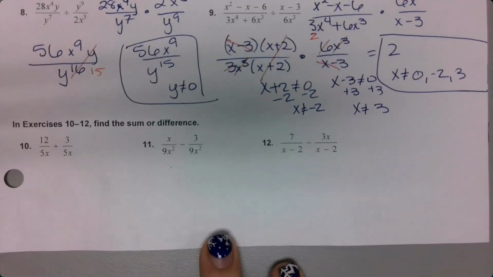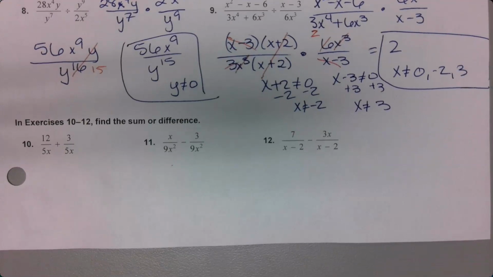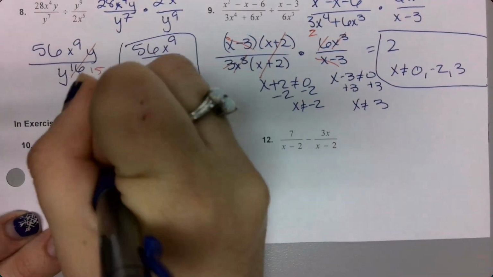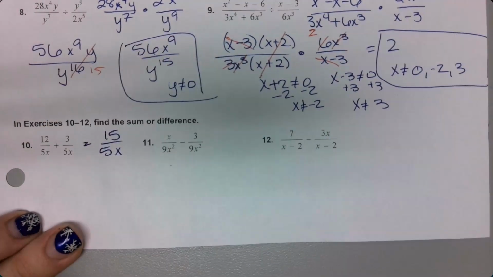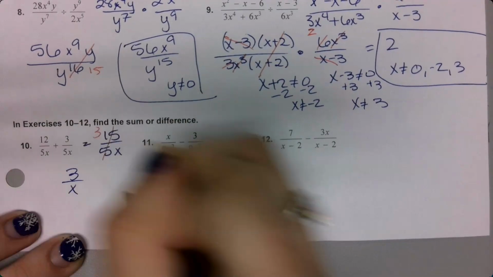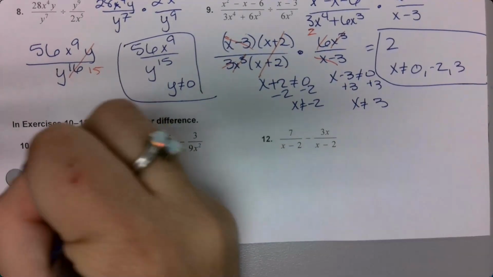On 10 through 12, I want to find my sum or difference. These have the same denominator, so I just want to focus on combining my numerators. So 12 plus 3 is 15 over 5x. And then 15 and 5 is going to simplify to 3. So I just have 3 over x. I didn't get rid of any variables, so this is my final answer.